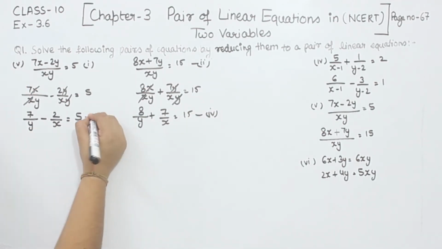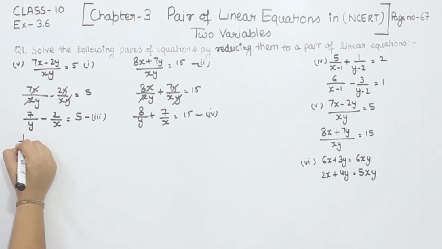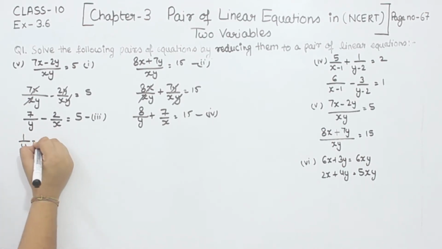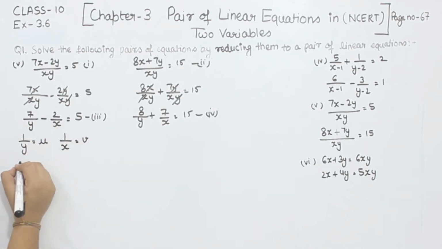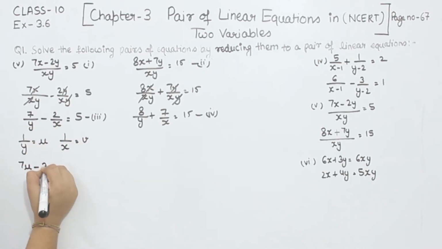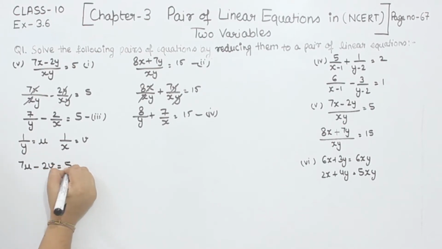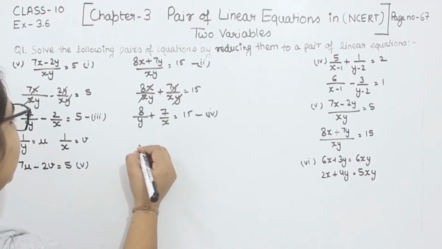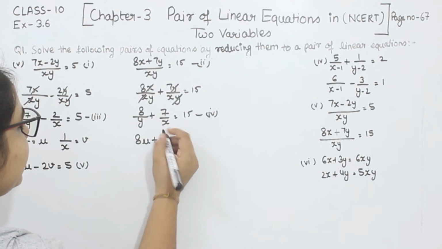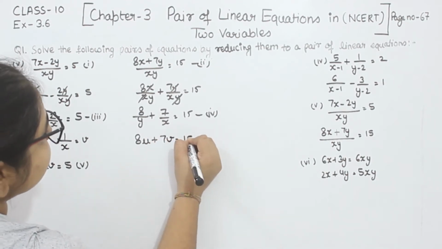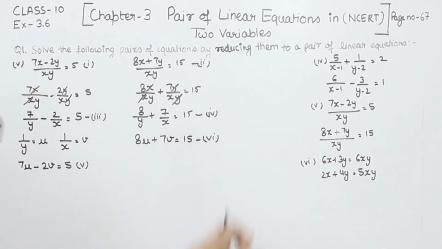Now we are going to let 1 by y equal to u and 1 by x equal to v. So this one is 7u minus 2v equal to 5. This one is equation number 5. Now here we are having 8u plus 7v equal to 15, and this one is equation number 6.